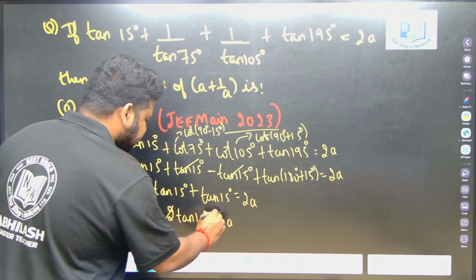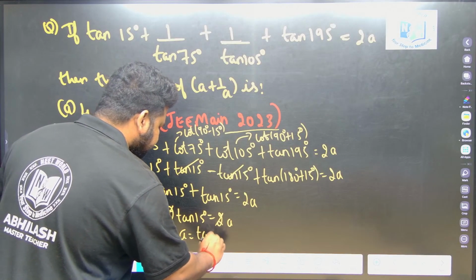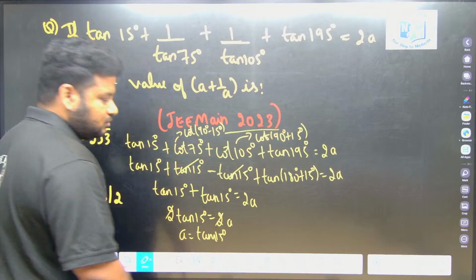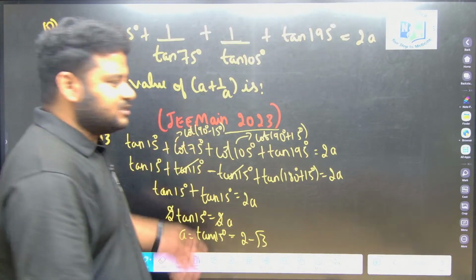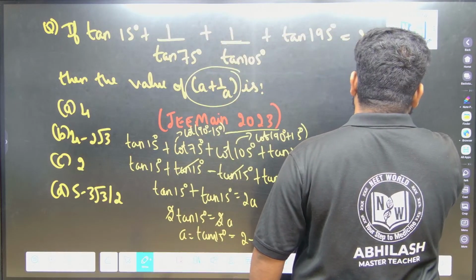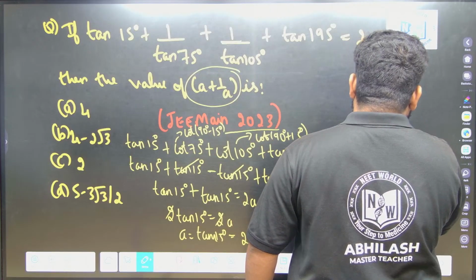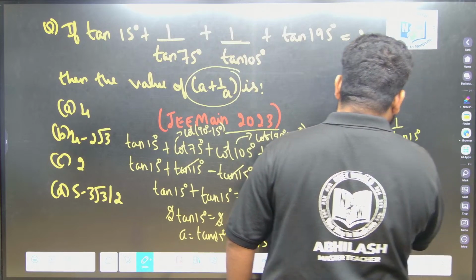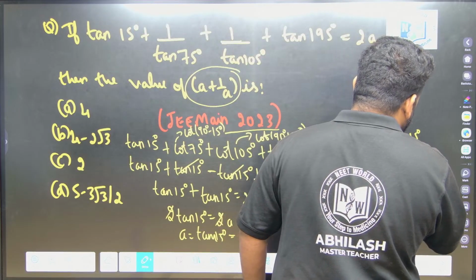So 2 I can cancel, and I get A is equal to tan 15 degree. What is the value of tan 15 degree? That is 2 minus root 3. But the question is asking for the value of A plus 1 by A. That is nothing but tan 15 degree plus 1 by tan 15 degree, which is tan 15 degree plus cot 15 degree.